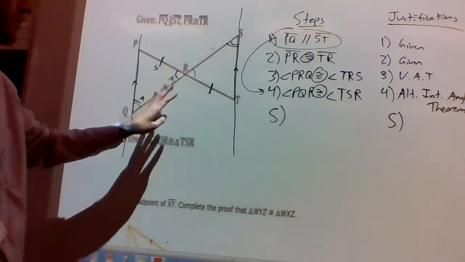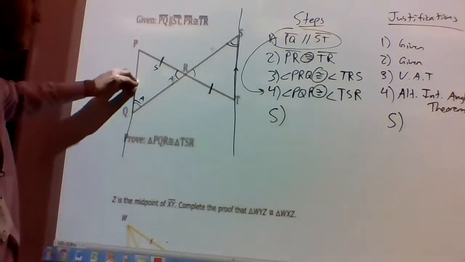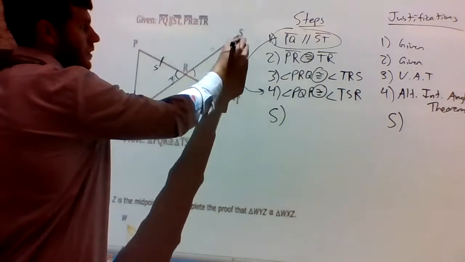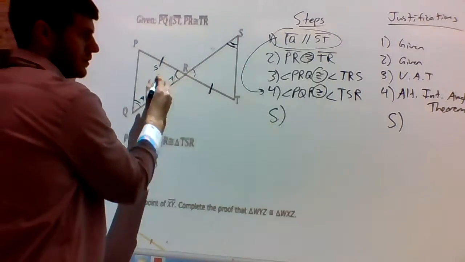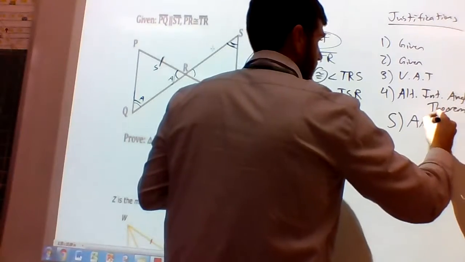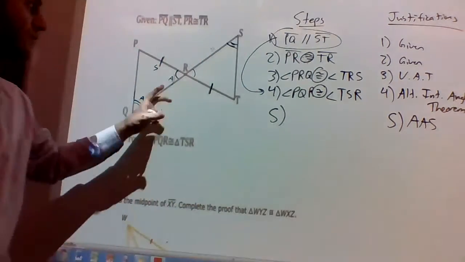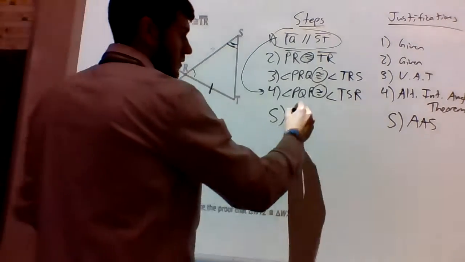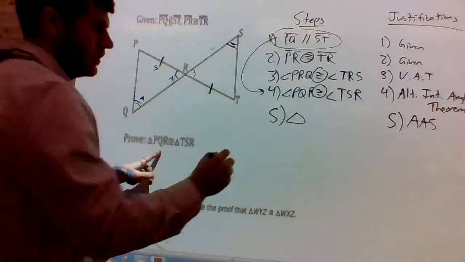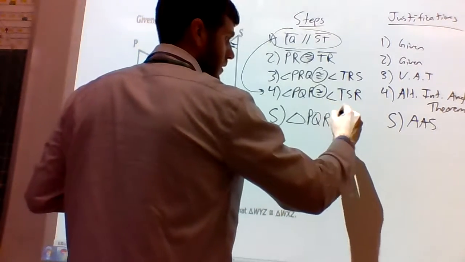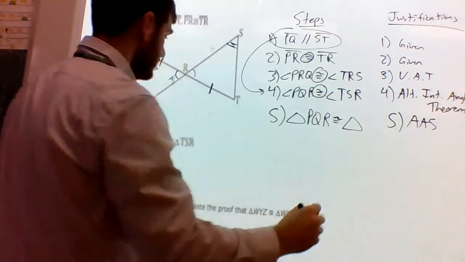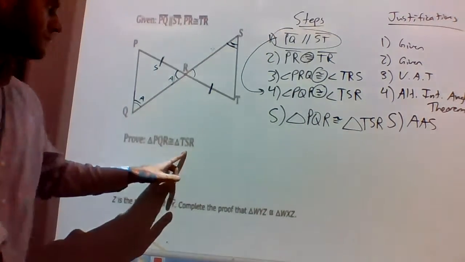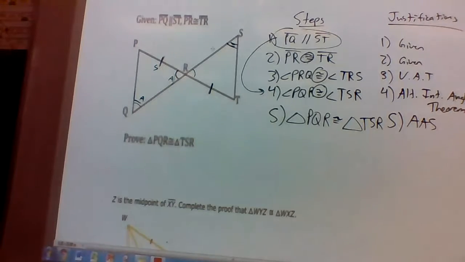Again, cover up one triangle, just look at the other one. So let's just look at this one triangle. If we erase these lines, we have angle, angle, side. The angle-angle-side postulate says if you have two angles and the non-included side that are congruent, then the triangles are congruent. So triangle PQR is congruent to triangle TSR. Okay, these two are the same size and shape.